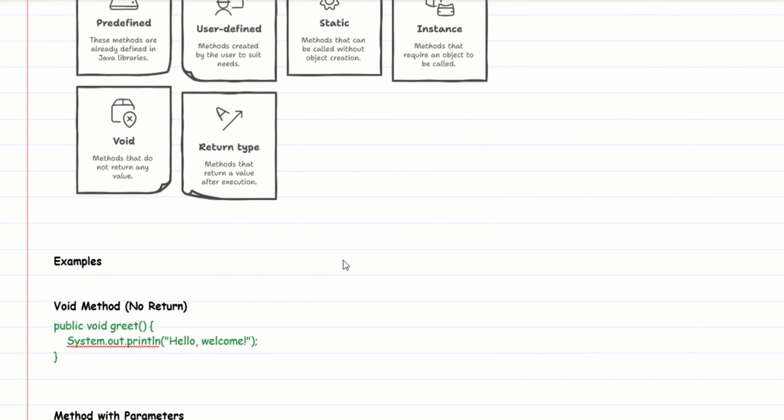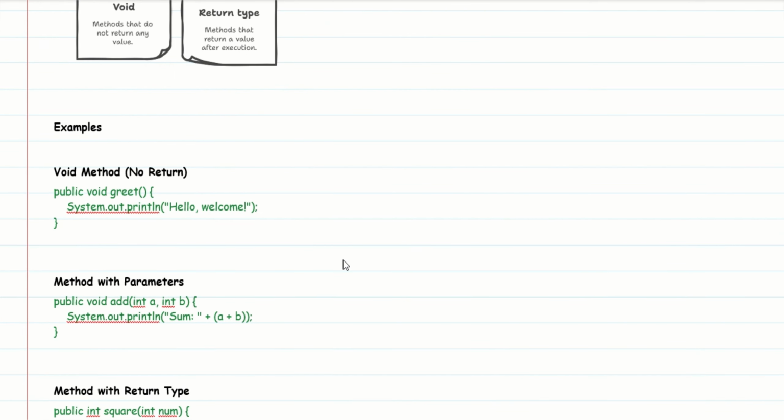So let's see examples of all these methods. First will be a void method, with no return value. Here you can see we have an access modifier, public, which can be accessed anywhere in your program. Then the return type will be void, so it won't return anything, and the name is greet. Inside the method, I'm just printing a message using System.out.println.